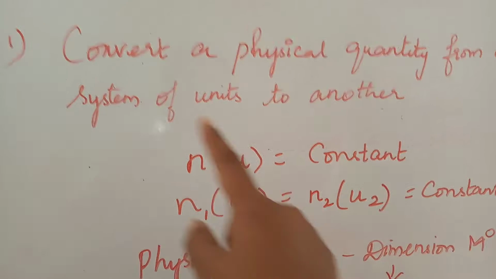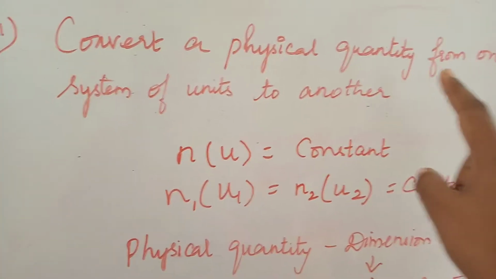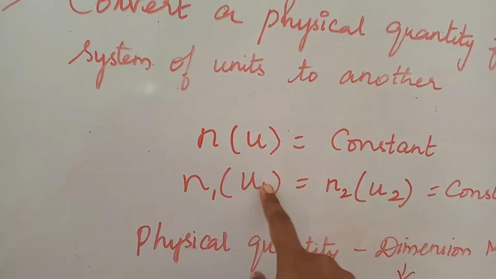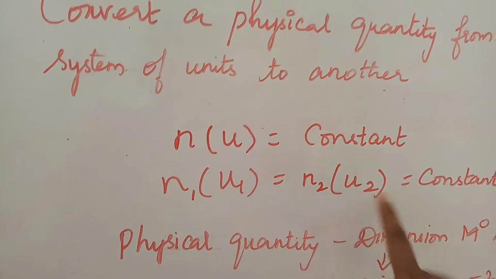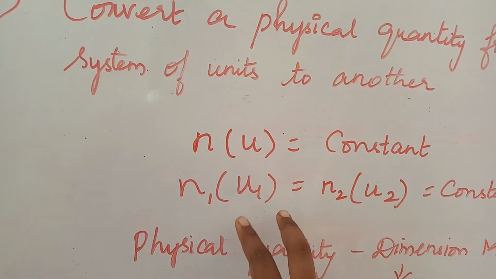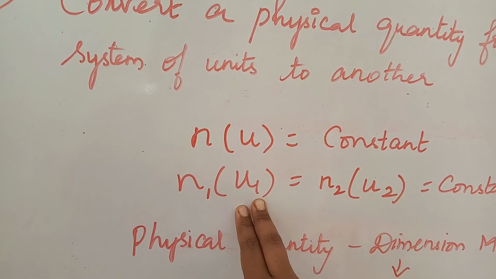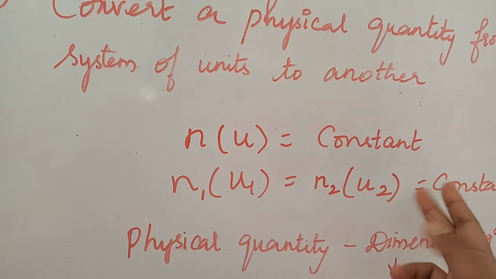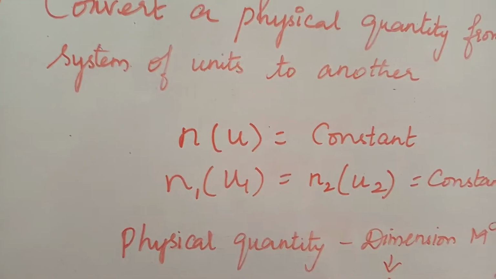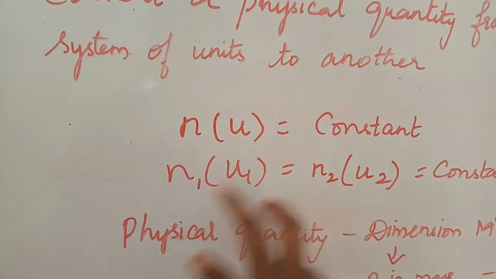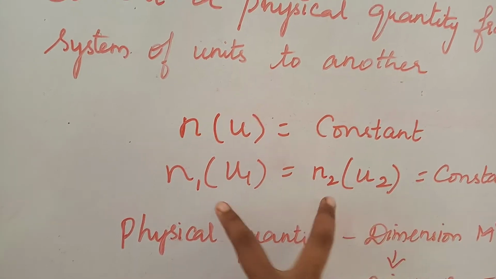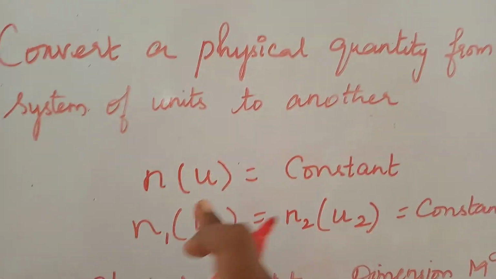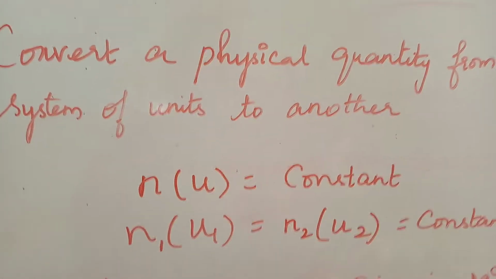Here, what we are going to do is convert from one unit to another unit. Let me take the unit in one system as u1 and the unit in the other system as u2. If you have one system of unit, multiplied with its number, it is a constant, and similarly for the other system, unit into number is also a constant. So these two are equal. It is a simple fact that any number into its unit is equal to a constant.